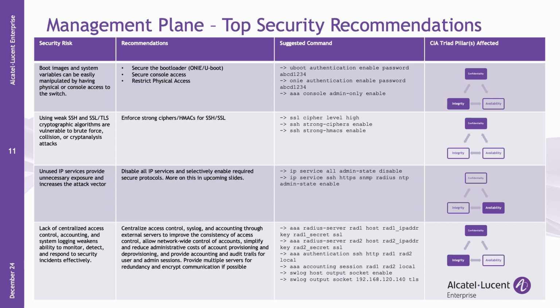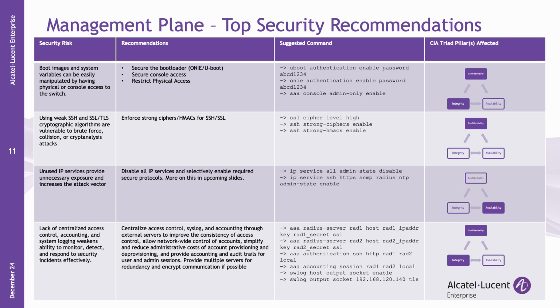The third security risk is keeping unused IP services enabled. This provides unnecessary exposure and an increased attack vector. Our recommendation is to disable all IP services and selectively enable the required secure protocols. We will touch upon this in an upcoming slide where we will present the list of insecure protocols and their secure replacements.